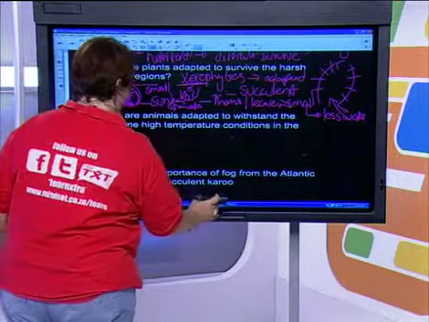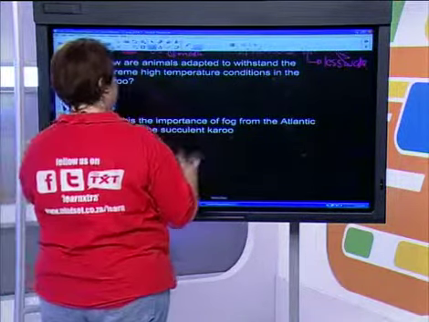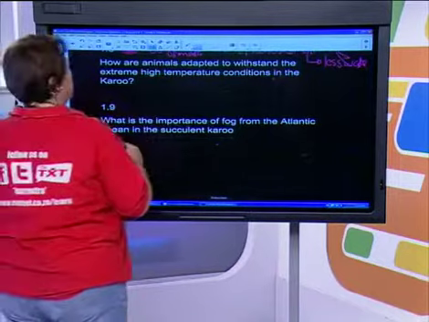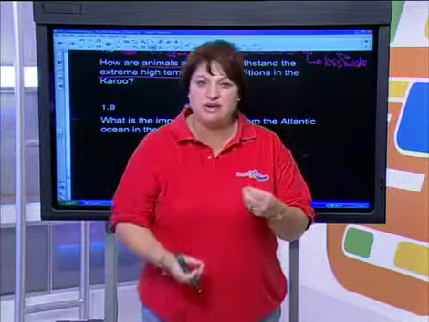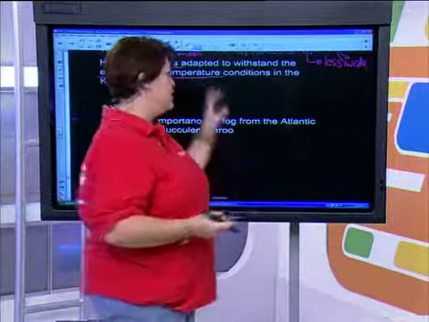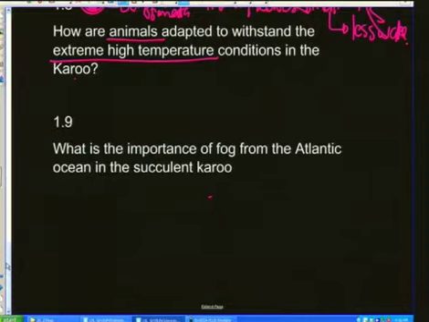Okay, almost finished this question. As I said, a lot of questions, but you need to get your brain going and your brain working. How are animals adapted to withstand the extreme high temperature conditions in the Karoo? You see, we're asking biome questions, and you can see how it's going to relate to the abiotic factors. So let's think. How are animals? Remember, it's not about plants.